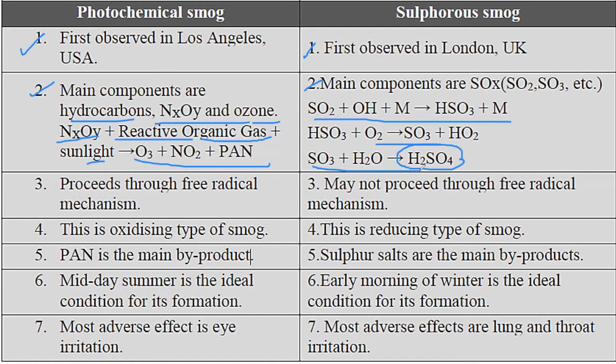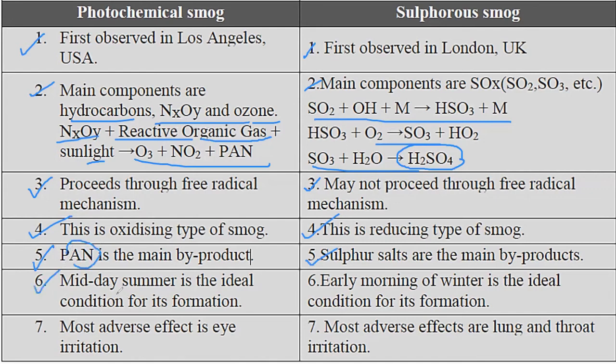The next point is very important: photochemical smog proceeds with a free radical mechanism of PAN formation, and sulfurous smog may or may not proceed through a free radical mechanism. Next, this is an oxidative type of smog, and this is a reductive type of smog. Photochemical smog causes oxidation, whereas London smog causes reduction. The fifth one is that PAN is the main byproduct in one, and sulfur salts are the main byproduct in the other.